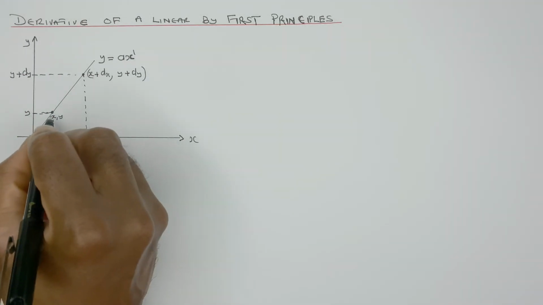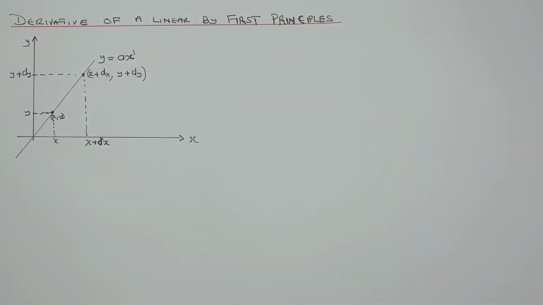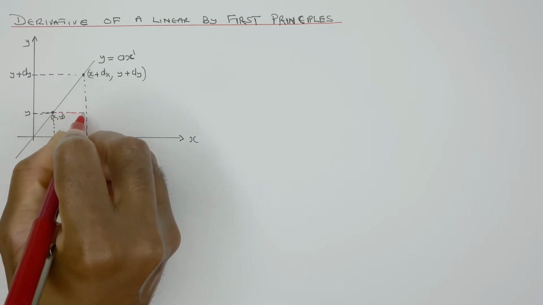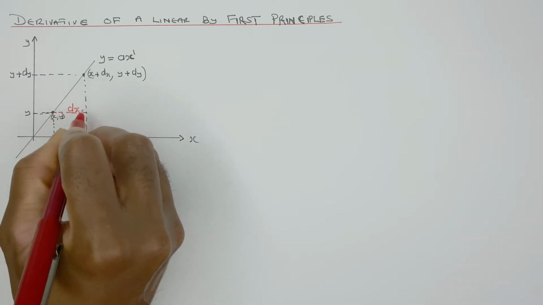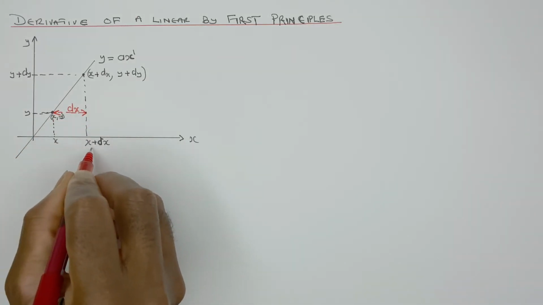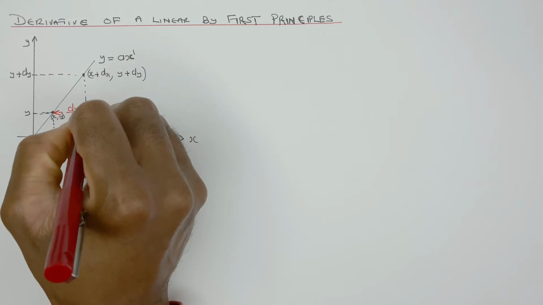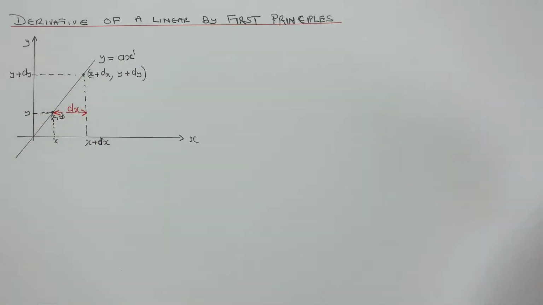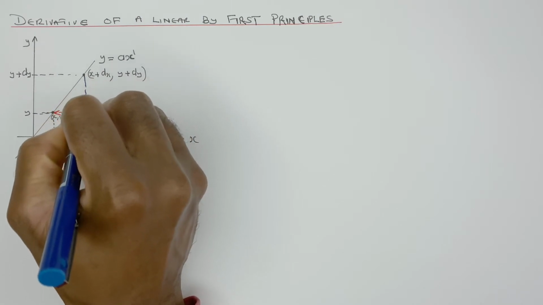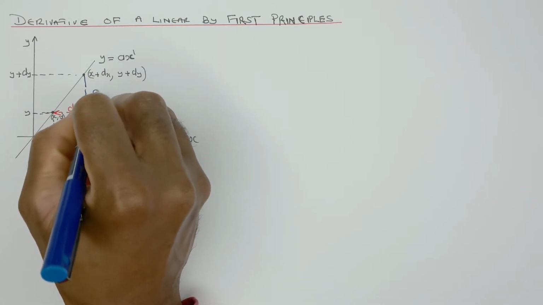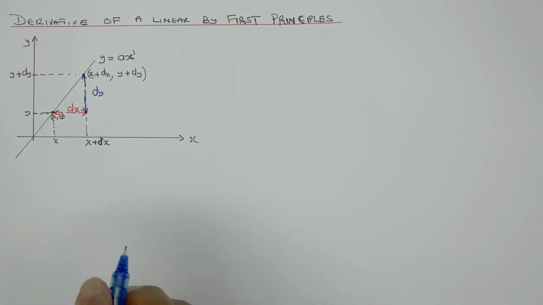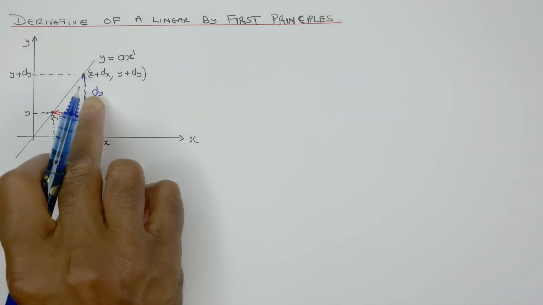Now, what that meant is the distance between these 2 points here is dx. So that distance is dx, because that's dx plus x. And the distance between these 2 points here is dy. So that's dy, that distance and that distance. And we know what gradients are. Gradient is dy over dx.